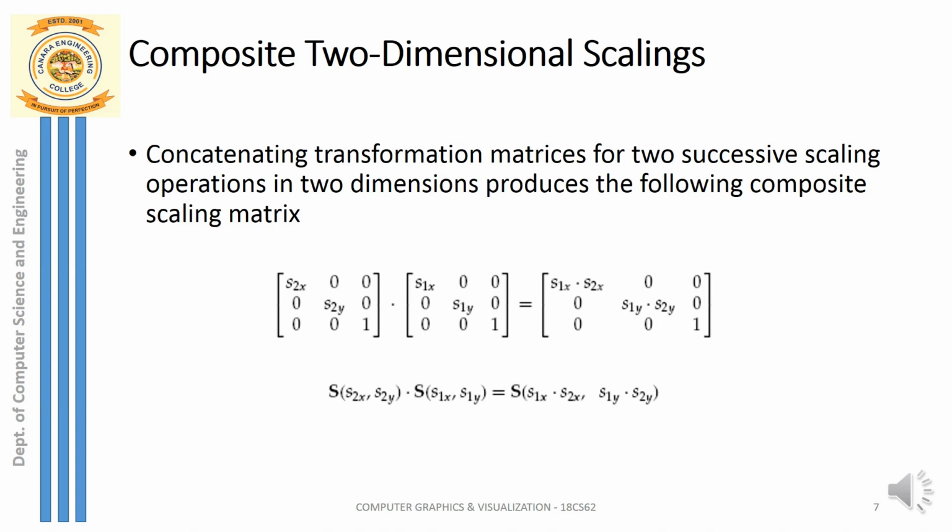Now we have our final composite transformation, and that is two-dimensional scaling. The last type of transformation technique is scaling. How can you apply 2D scaling? We have already seen the basics of 2D scaling. Now if I am going for a sequence of scalings, concatenating should happen, concatenating the transformation matrices. So you have to multiply the scaling matrices. If I am applying two types of scalings in sequence, those two successive scaling matrices should be multiplied, and you can see here the composite scaling matrix.